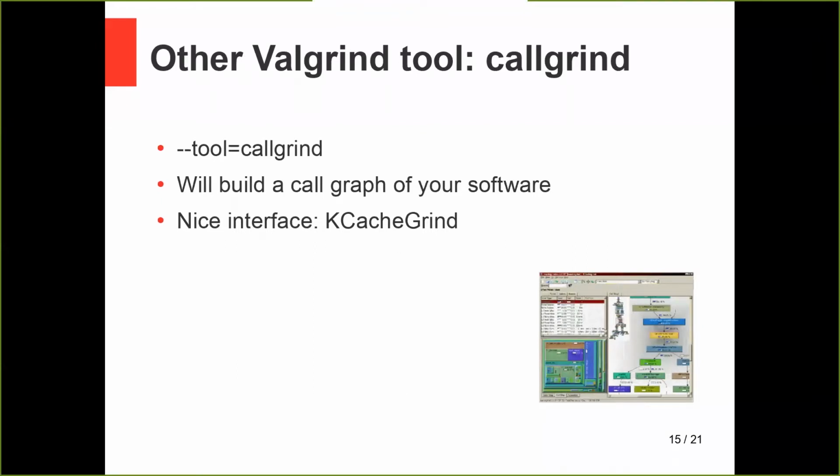To do that, Valgrind has other tools. One of them is Callgrind. You can call it with a special command to ask for that tool instead of the default memcheck, and it will build a call graph of everything which has been happening inside your software. And it uses a nice interface for that. You can use the KDE software called KCachegrind, which will give you a very nice interface to visualize your data.